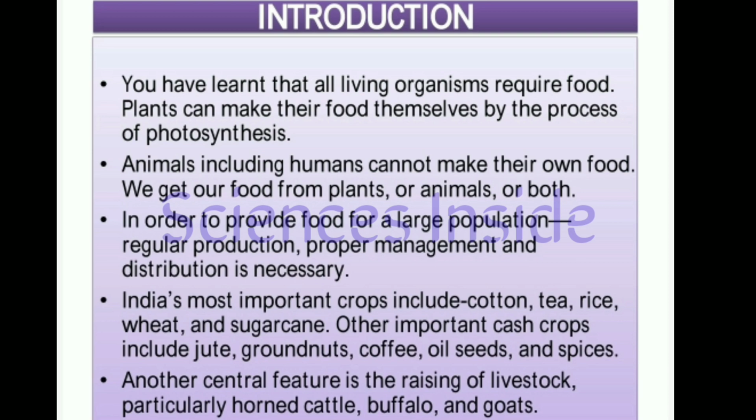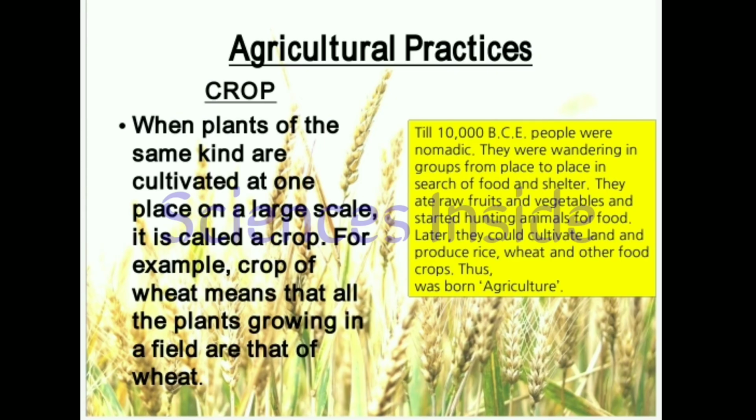So the practice of growing plants and rearing animals on a large scale for food, fiber and other useful products is called agriculture. So we'll study about agricultural practices now.